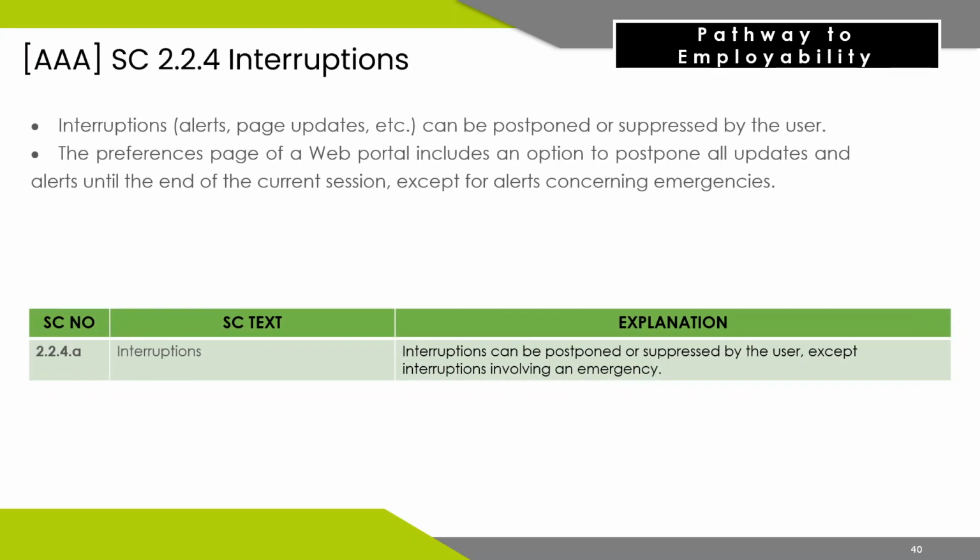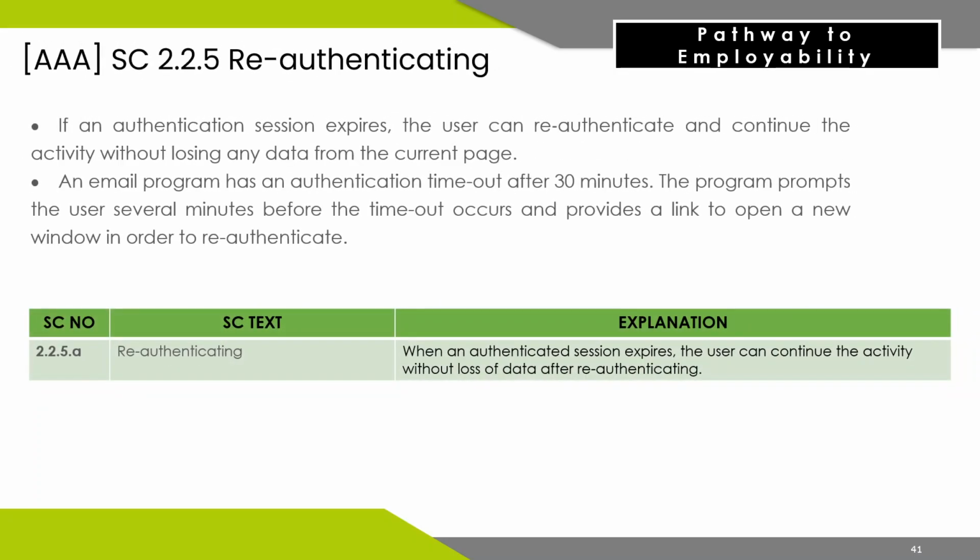The requirements for success criterion 2.2.4 interruptions are 2.2.4.a interruptions. Interruptions can be postponed or suppressed by the user, except interruptions involving an emergency. The requirements for success criterion 2.2.5 re-authenticating are 2.2.5.a re-authenticating. When an authenticated session expires, the user can continue the activity without loss of data after re-authenticating.